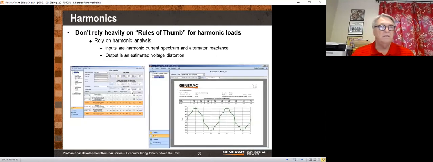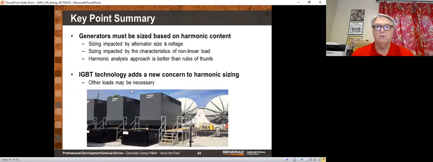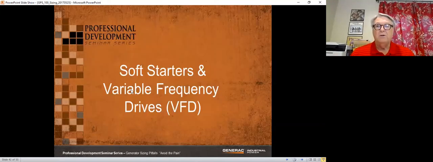This is Generac's sizing program, which I hope that I can at least show you in a moment. And this shows you some of the harmonic distortion that you can get. So how do you calculate the harmonic distortion? Just let the program do it for you. You can do it on a spreadsheet, but I would highly suggest you let the computer do it for you. Choose easy here.